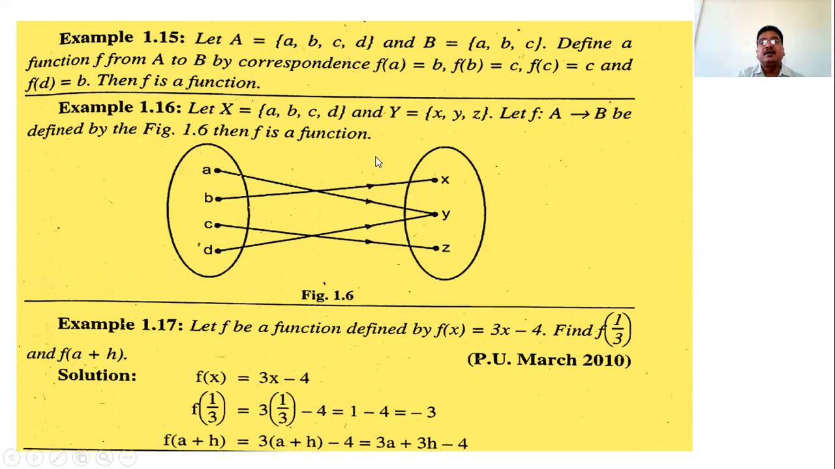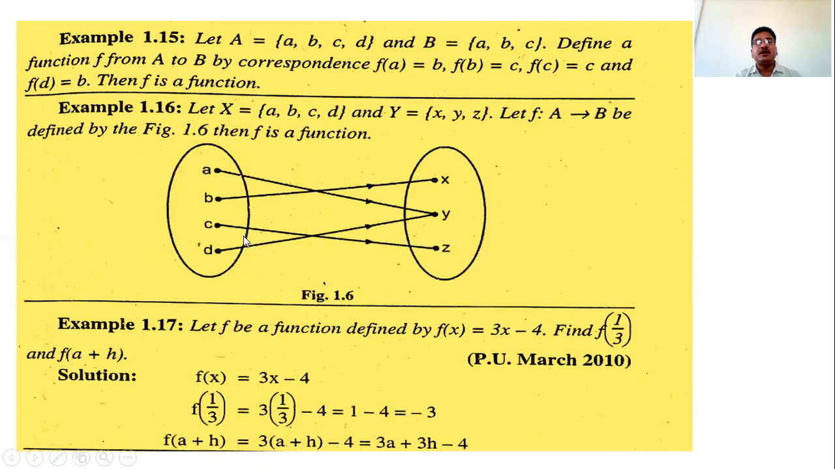The next example: the set X contains the 4 elements a, b, c, d, Y contains the 3 elements x, y, z, and the relation is defined by this diagram. Every element of set X is related to someone, and each element of X is related to a unique element. If you observe, a is related to only one element, b is related to only one element, c is related to only one element, d is related to only one element, and therefore this relation from A to B shown in this diagram is a function.